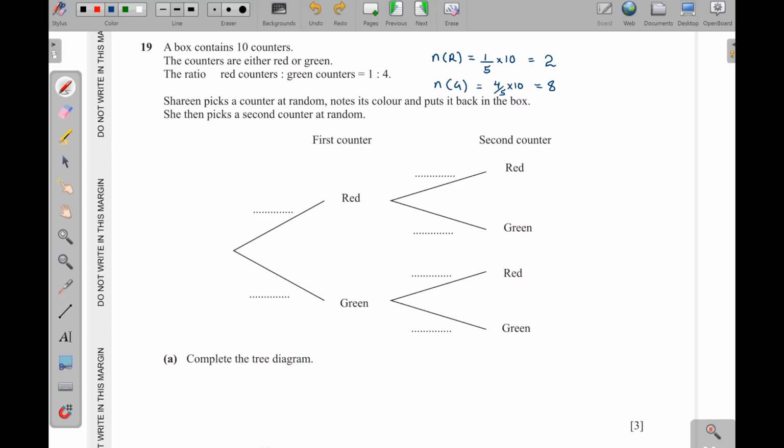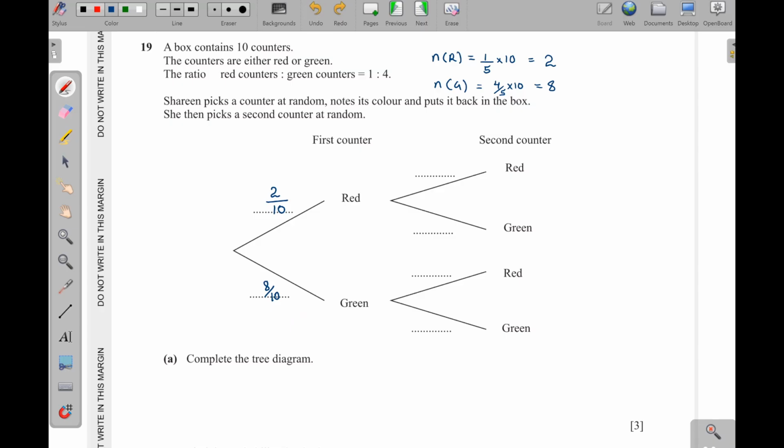Now, before you pick any red, what is the probability of picking red from there? First of all, there are 2. So we shall put 2, then out of the total, which is 10. You can simplify this one and we say 1 over 5. Now, for green, it will be 8 out of 10. Or you could say 4 over 5. The 4 here, then divide by the total, which is 5. The total ratio.